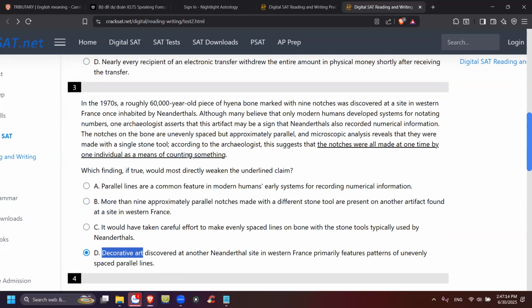Yeah. I was eyeing D, but then you chose B. Okay, anyway, but why not B? Let's look at it again. It must most directly weaken, it must point at the most important part in this claim, right? I think the most important part in the claim is that it's a means of counting something, isn't it? That's the most important part in that claim. It's as a means of counting something. So you have to choose the one that directly attacks this. But the one that talks about different tools and then another artifact only attacks a peripheral part, you know.